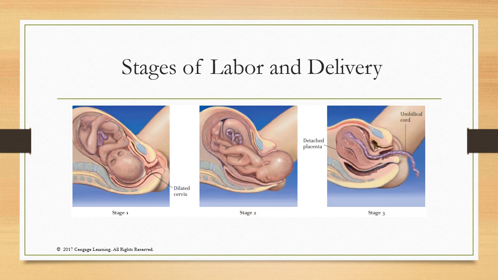So the placenta is what's been the nutrients for that baby. It's been that little sac that's been carrying it. You have to deliver that and then cut the umbilical cord so that you're cutting that connection from the mom. And those are the stages of labor and delivery.